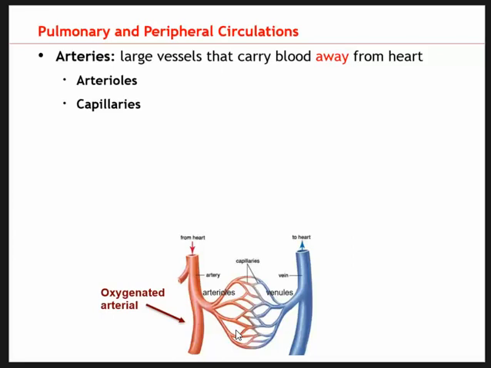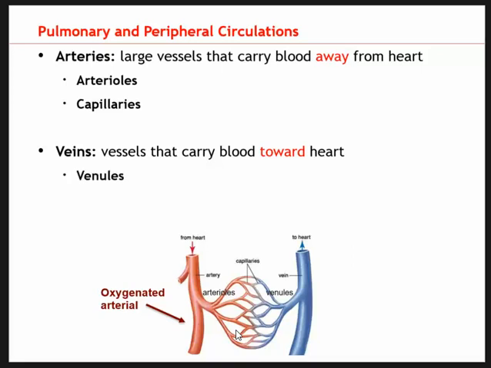So when we look at oxygenated versus deoxygenated, if we're moving from the heart to the body, we have oxygenated blood. But let's talk about veins. With veins, these are large vessels that are carrying blood back toward the heart. There's a word I'll use a lot in this lecture called venous return. Venous return is anytime we have blood returning to the heart.